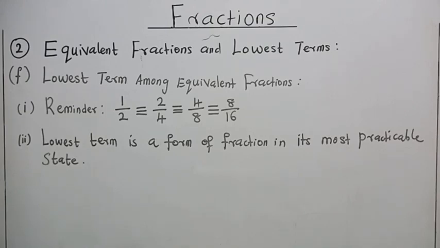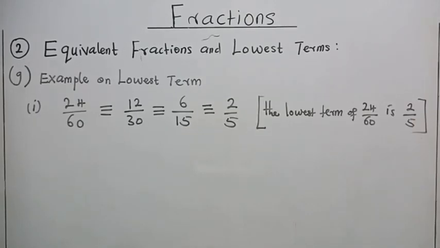Let us use it to see how to convert a fraction which is not in its lowest term to its lowest term. Let's find out. And here comes the example. It says 24 over 60, like we heard earlier. Something was broken into 60 and 24 were picked.